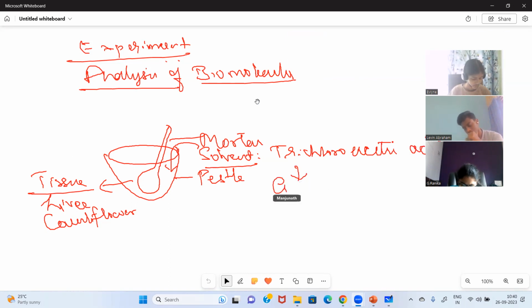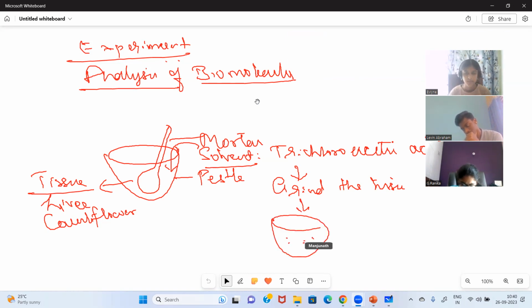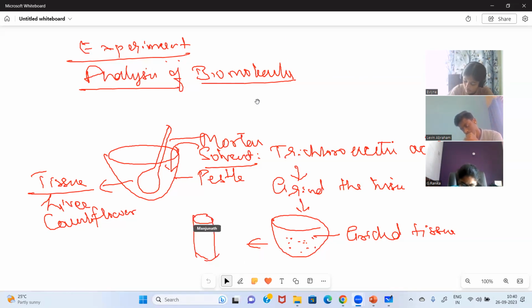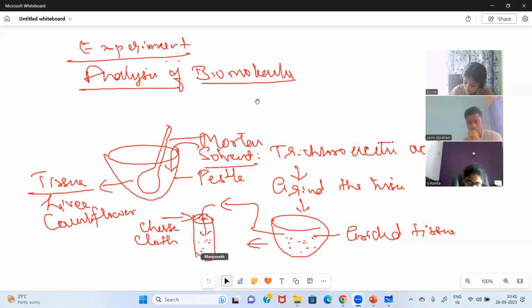Then we grind the tissue. We get the grinded tissue. And this grinded tissue will be passed through the cheesecloth. Through what cloth? Cheesecloth. Through the cheesecloth, it will be filtered. And if you filter through the cheesecloth, all the debris will be trapped in the cheesecloth, and you get the filtrate of it.